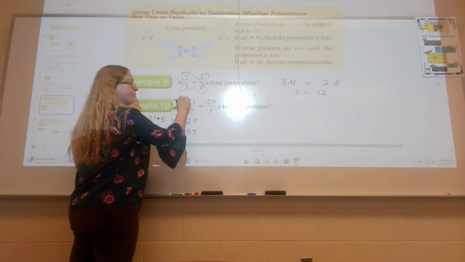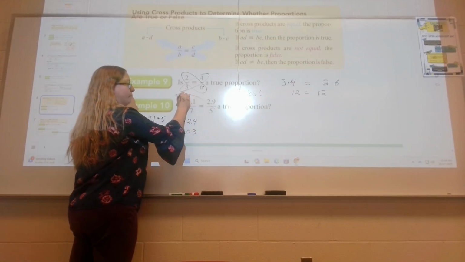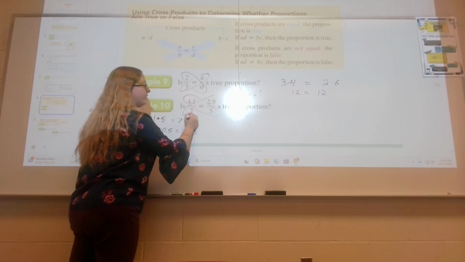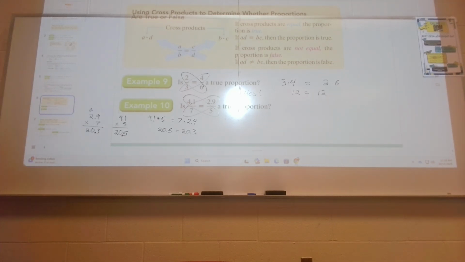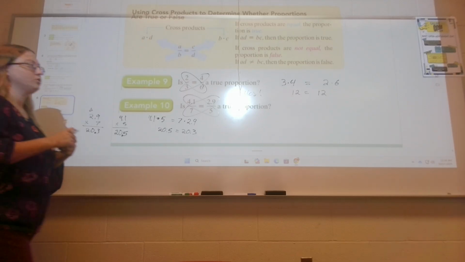So on example 10, we do our cross multiplication. You have 4.1 times 5. That didn't show up at all. 4.1 times 5 and 2.9 times 7. One of them gives you 20.5, the other one gets you 20.3. Is this a true proportion? No, so you write no.